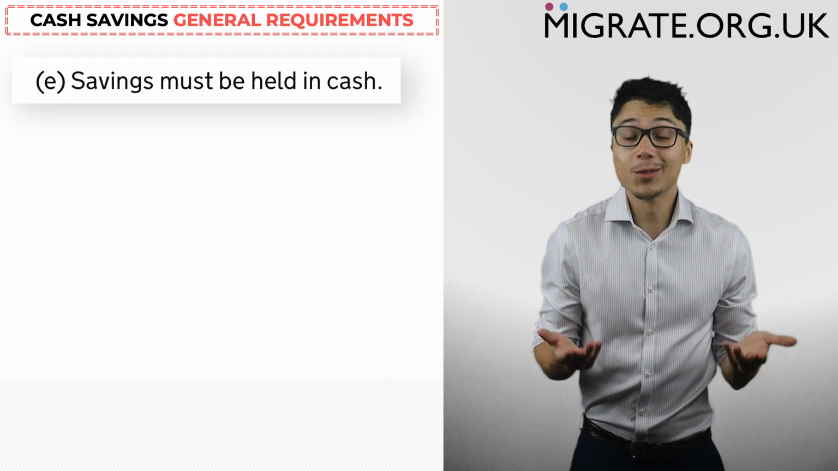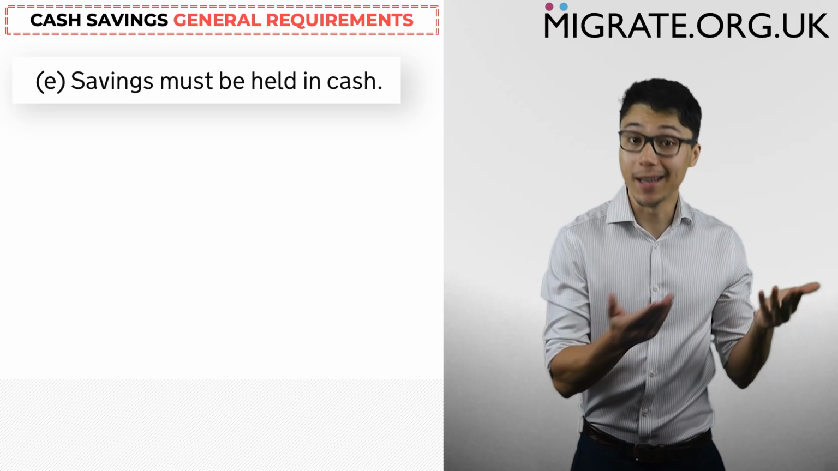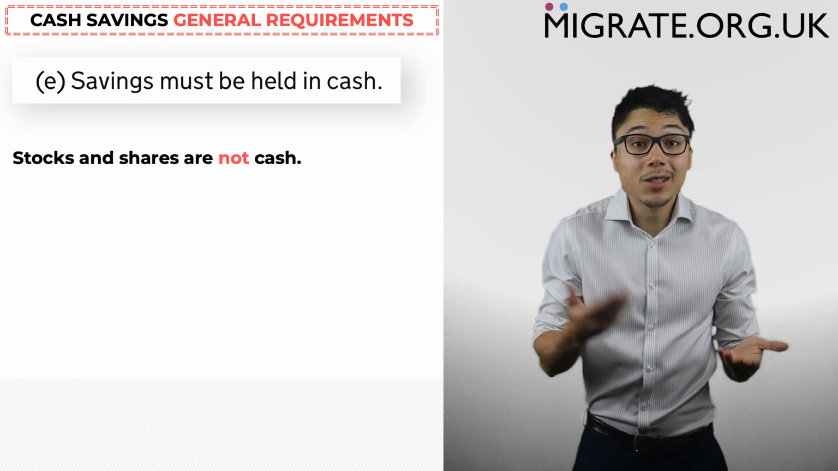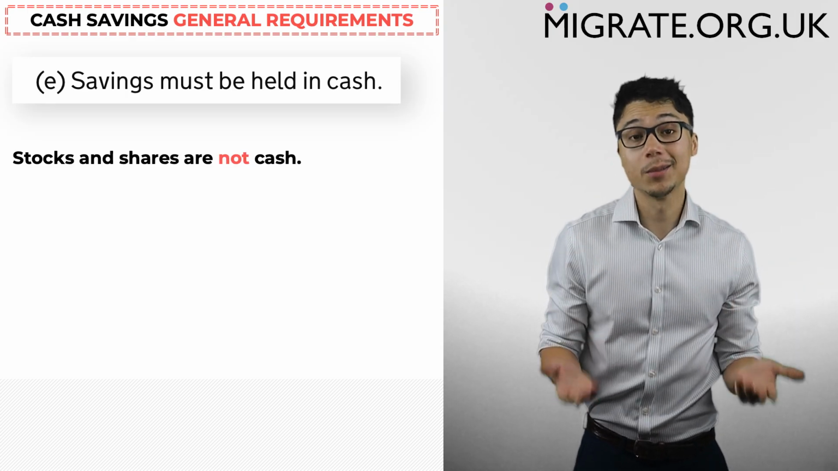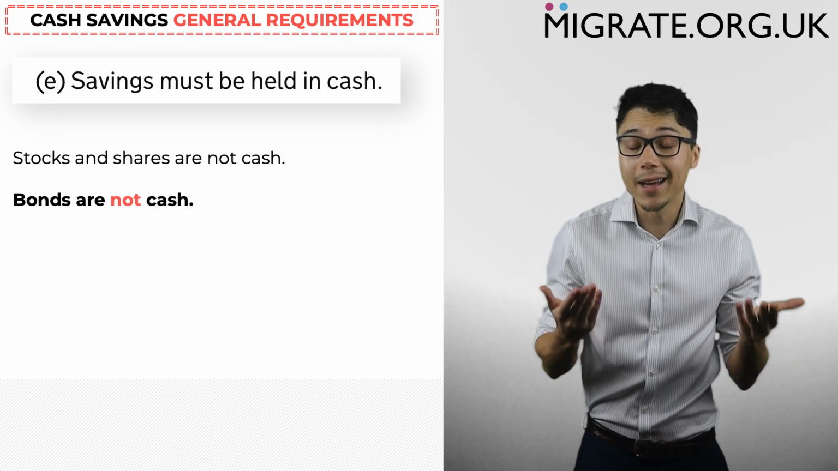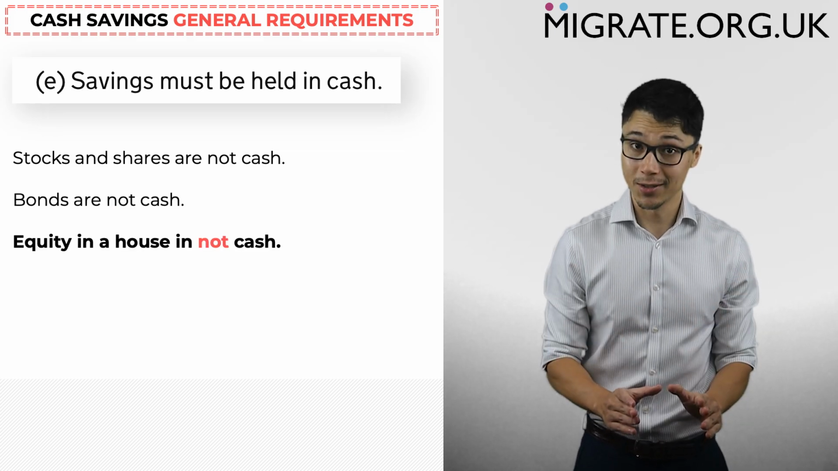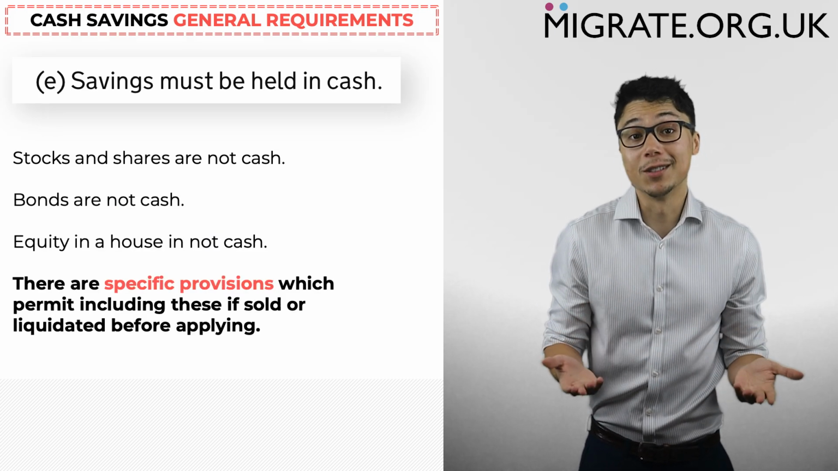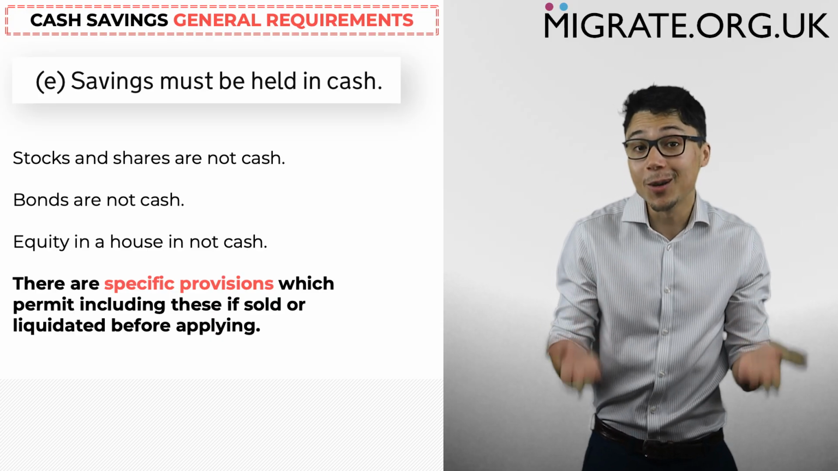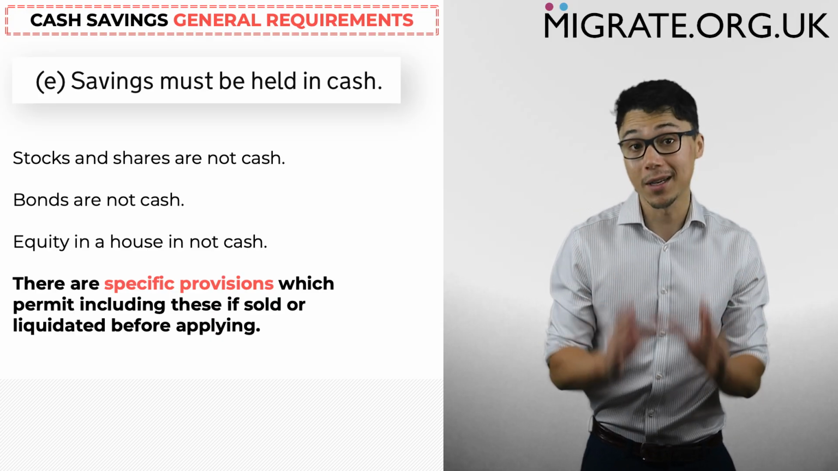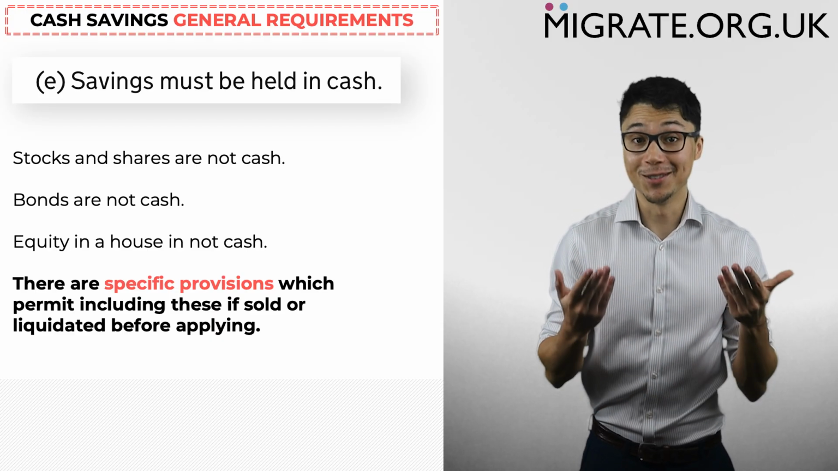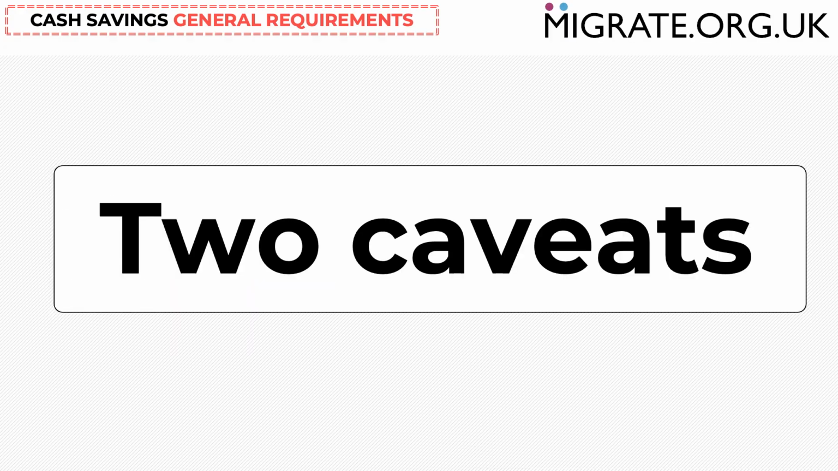Finally, the immigration rules state that savings must be held in cash. On this point, stocks and shares are not cash, bonds are not cash, and equity in a house is not cash. However, there are specific provisions which permit including these if sold or liquidated before applying, and we will cover these specific provisions shortly. There are 2 caveats here.